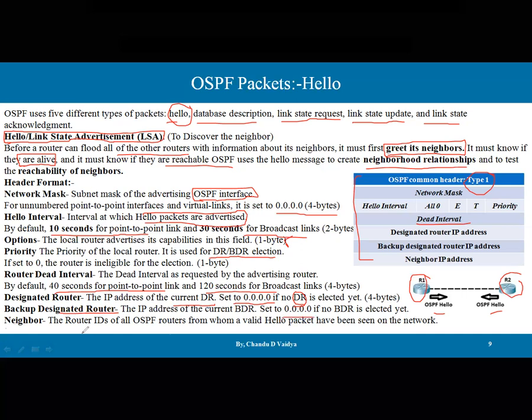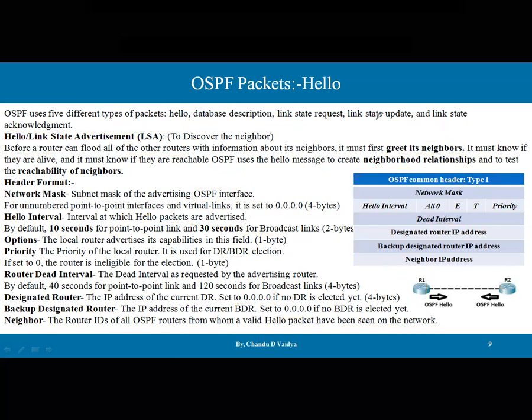Okay, then the neighbor field contains the router IDs of all the OSPF routers from whom valid hello packets have been seen on the network. So this is the general format of the hello packet. And the hello packet's purpose, as we have discovered, is only to check whether neighbors are working or not.